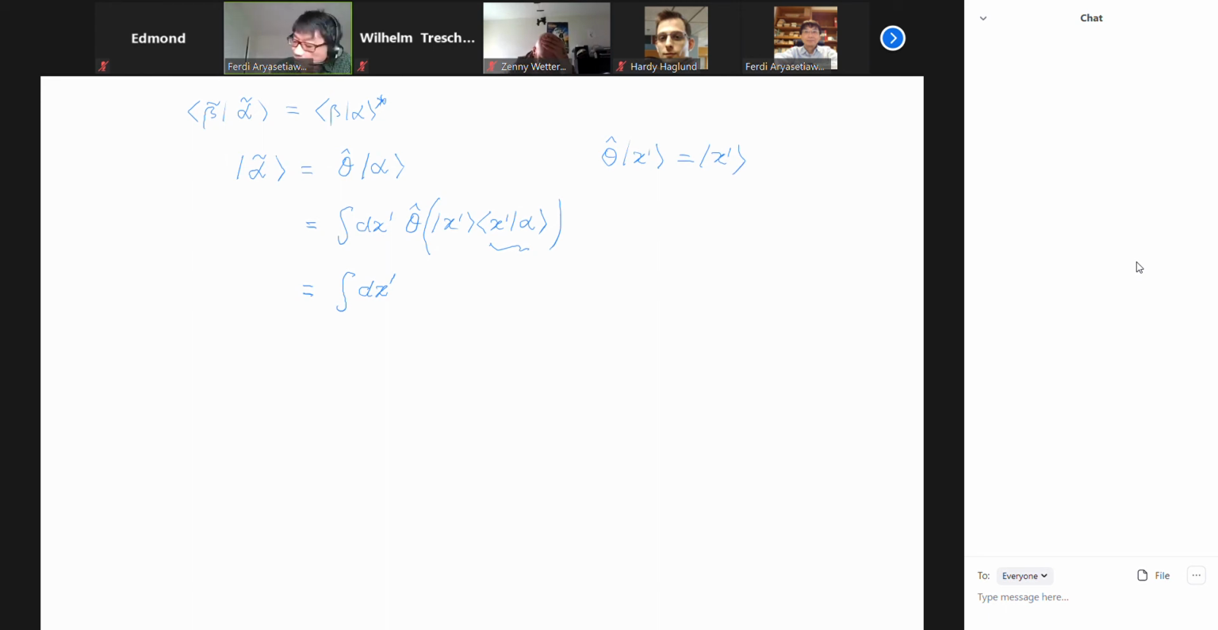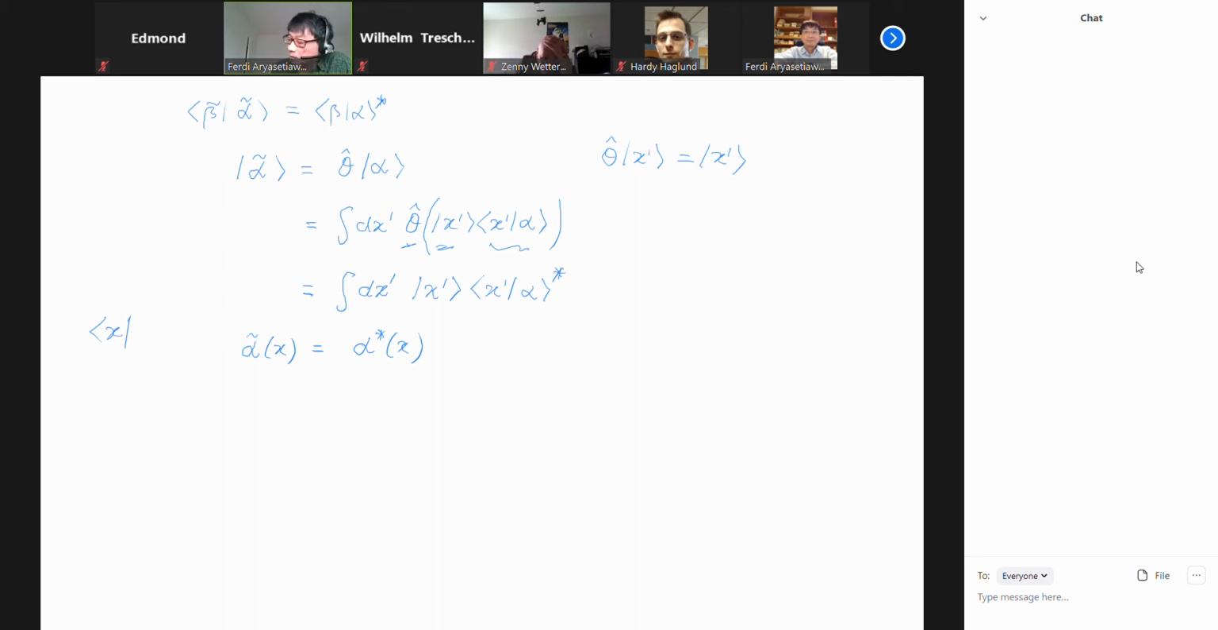So then it becomes x prime alpha star. We have to be careful here, because this thing acts on the whole thing, not just on this one state here. So if we take the projection to the position eigenstate, that will then just give me alpha star x. Yes, so I take the projection to x on both sides.